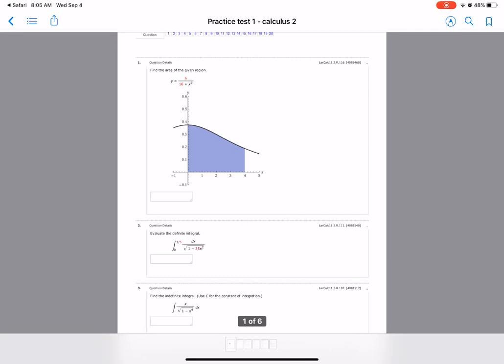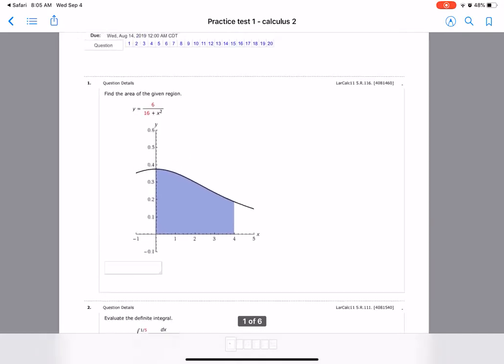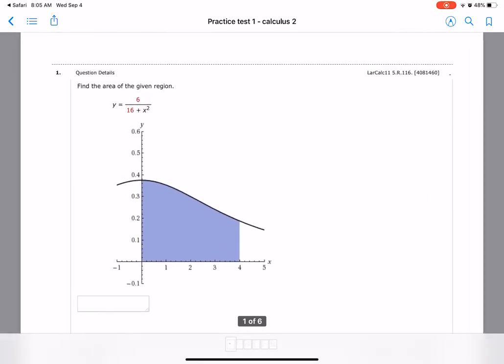Hello, in this video I will show you how to solve all problems in the practice test 1 calculus 2. Okay, so let's start with the first question. Find the area of the given region.